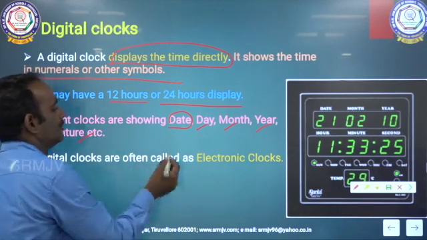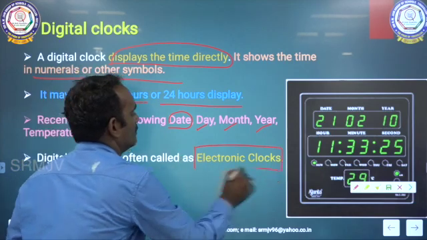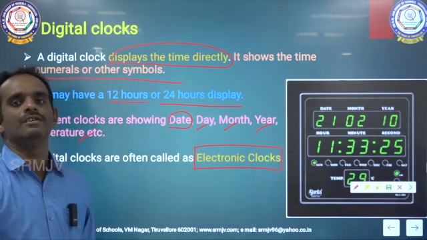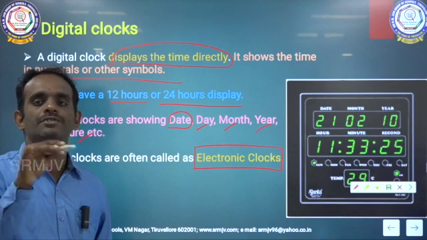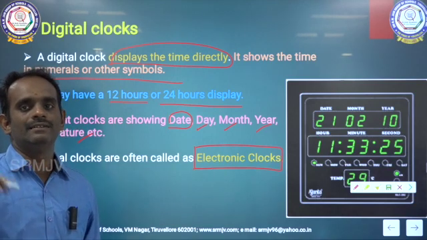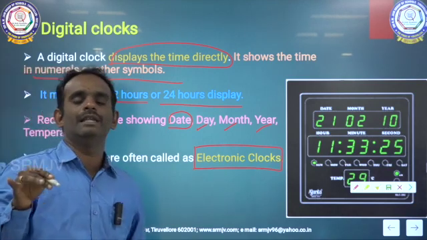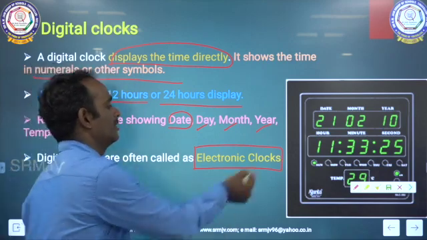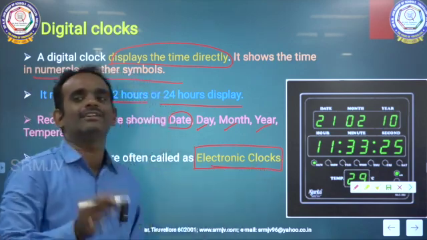Digital clocks are often called electronic clocks. We often call them electronic watch, electronic clock. In a mobile phone also they have a time, right? That particular time, that particular date also works under electronics. So, it is called electronic clocks.